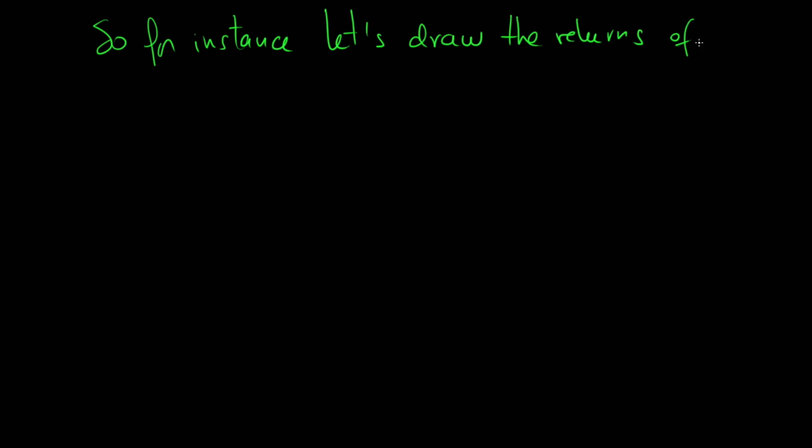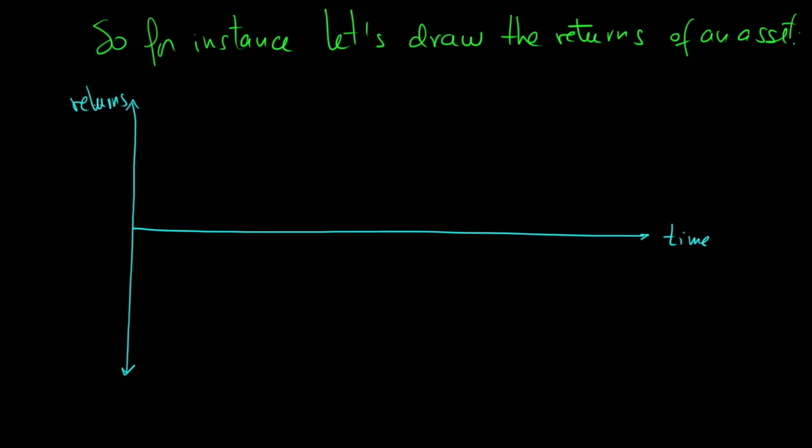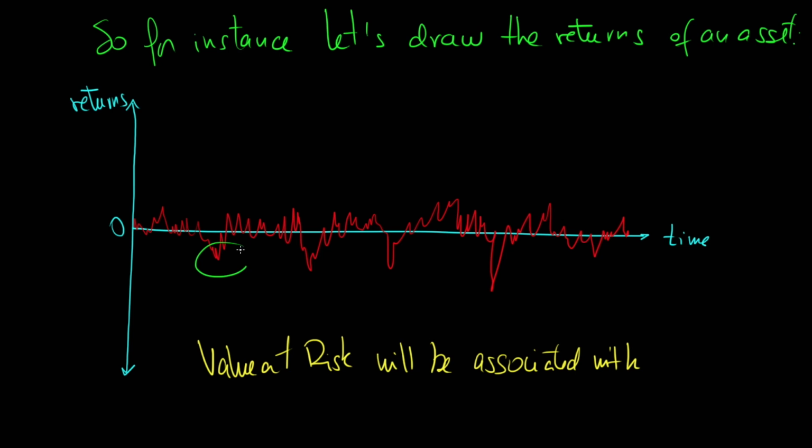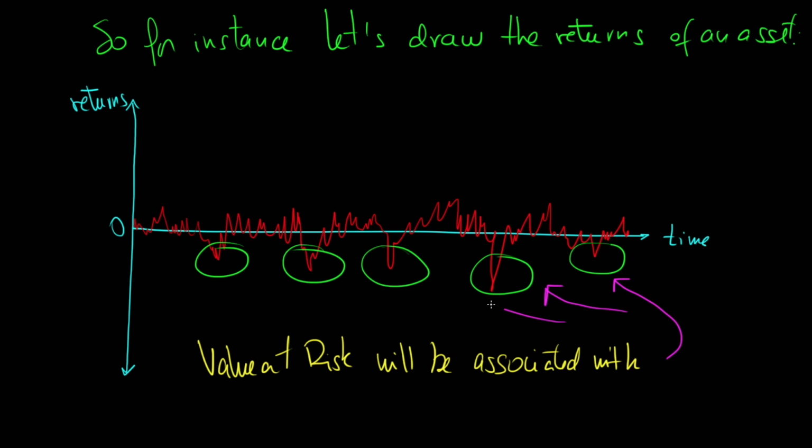For instance, let's draw the returns of an asset. We have time and returns, and the red line is the return of the asset. So the value at risk will be associated with the downside risk, the negative returns that we have here in the green.